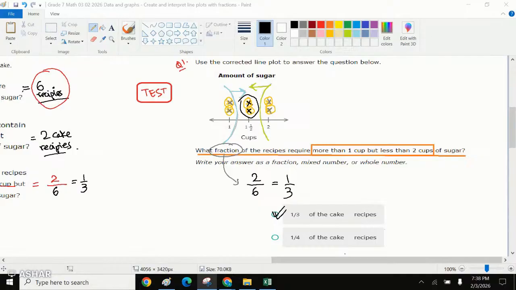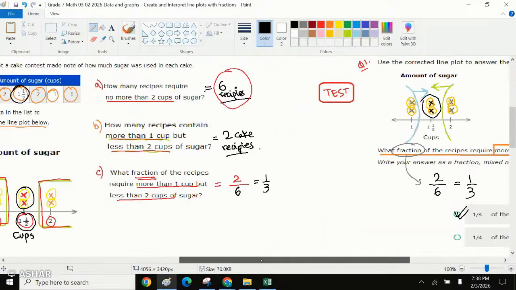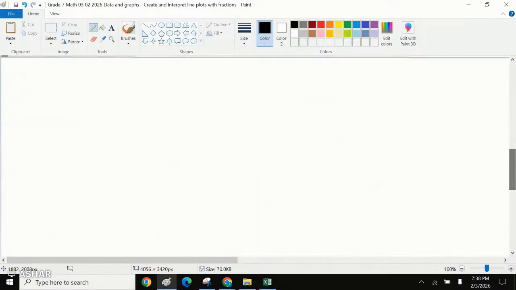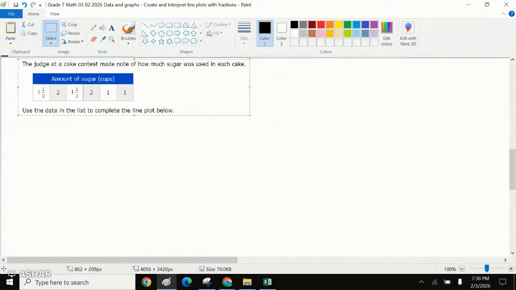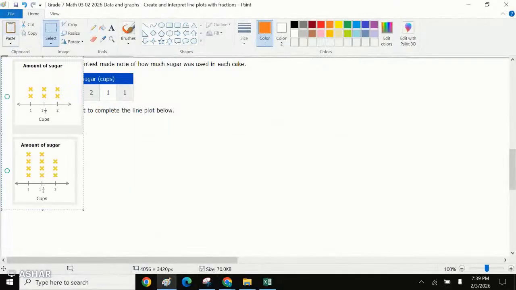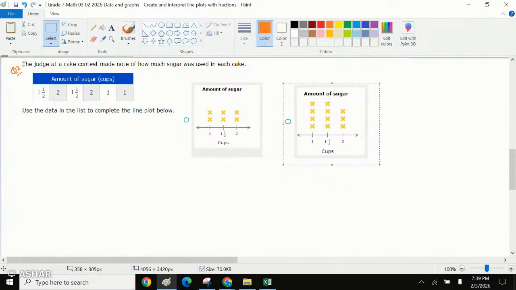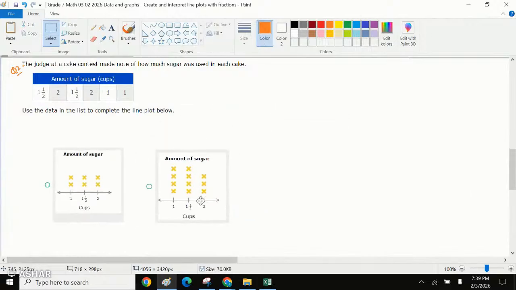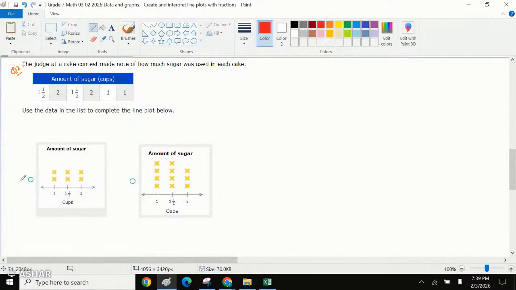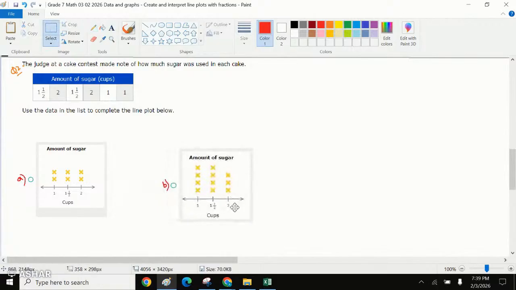Okay, a line plot is given. For question number 2, from the test, they say that line plots are given to us. This is our question number 2, and we are given 2 options. We would need to find which line plot is the correct option. I'll just highlight this as option A and option B. So which line plot is the correct line plot, A or B?